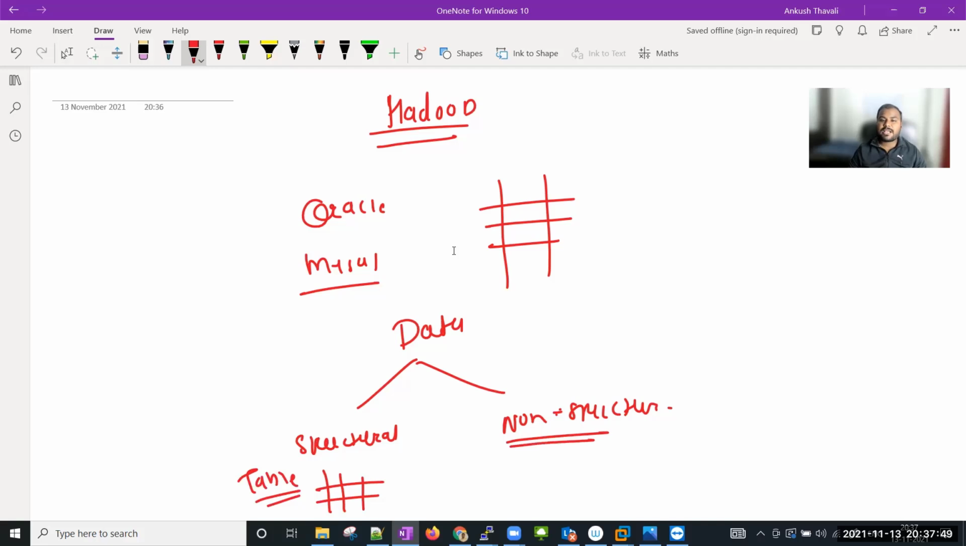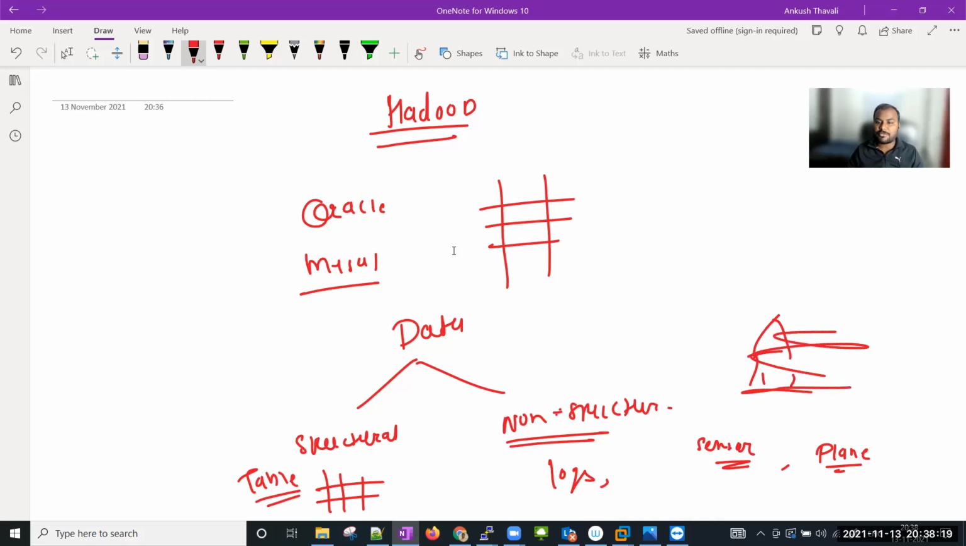What is meant by non-structural data? The data which cannot be stored in the form of rows and columns, we call it non-structural data, like logs. What are logs? Let's say you take the example of any sensor, or a plane traveling from one location to another. There is a system behind that which is tracking the location of your plane, right? And it is generating a huge amount of data within a second. The sensors are generating a huge amount of data that can be stored as non-structural data.